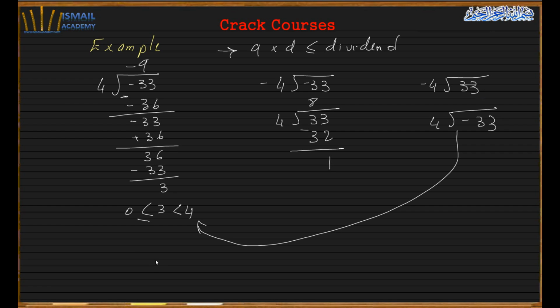Do you see the idea? So that's how we divide with integers. Keep in mind, the divisor must always be positive, and when the divisor is positive, the remainder must be positive, and the product of the quotient times the divisor is always less than or equal to the dividend. And be careful here with the negative. You see here I didn't pick minus 8, because minus 8 will give me minus 32, and minus 32 is greater than minus 33. So be careful.